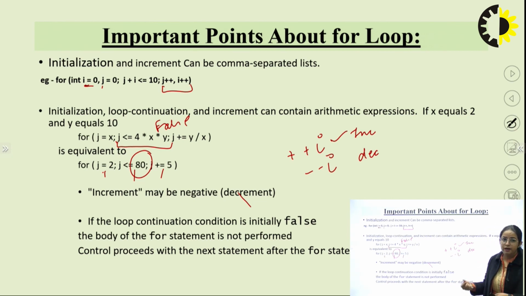What will happen in the entry control loop? An entry control loop is a loop that first satisfies the condition, and only then enters the loop. So it is not allowed to enter here if the condition is false. Okay, so that's all about the for loop.